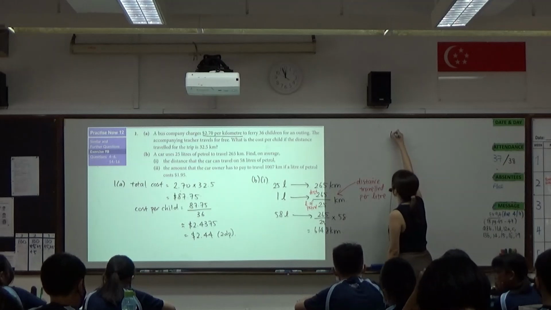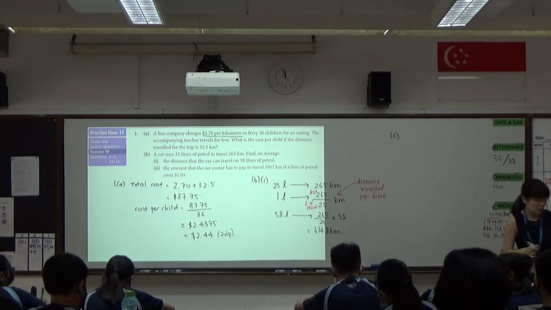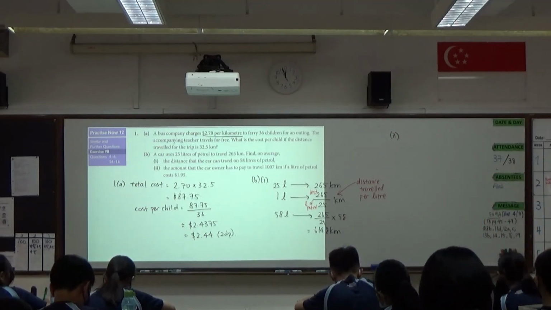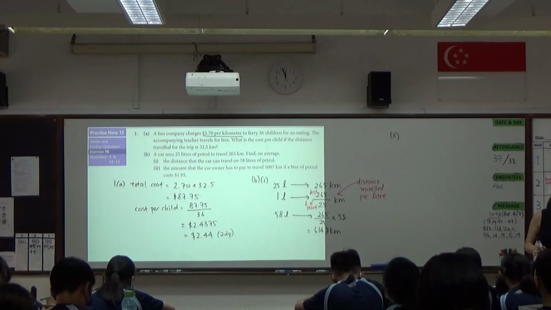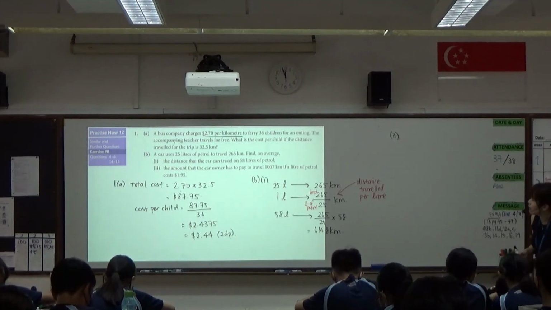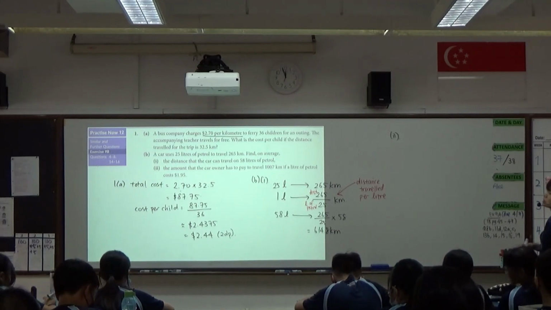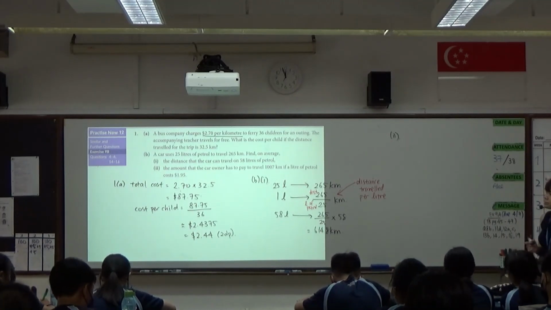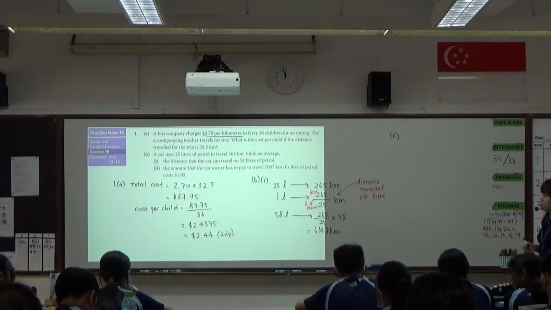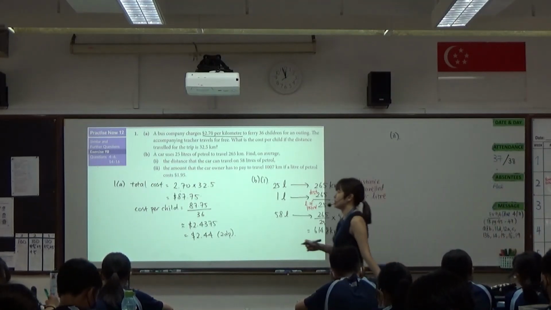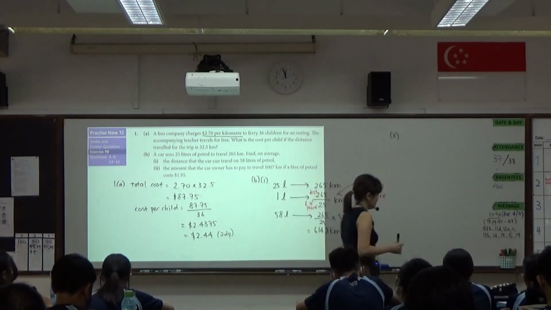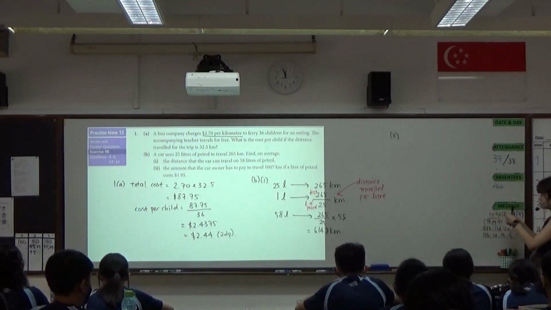And then in part 2, we want to find out the amount that the car owner has to pay to travel 1,007 kilometers if 1 liter of petrol costs $1.95. So what would you actually do first? Let's see. Jishin.